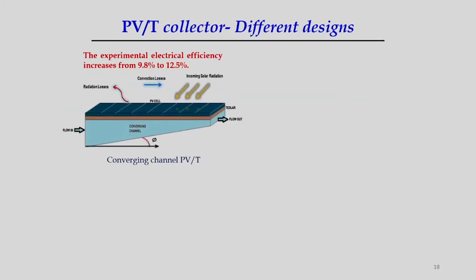So, the experimental electrical efficiency increases from 9.8% to 12.5% by providing cooling effect in the PV module. Okay? So, if you consider this is the PV module, some fluid is injected just beneath the PV module and hot fluid can be taken out from the other end and that can be used for different thermal applications, and by doing so what can we get? We can increase the electrical conversion efficiency.